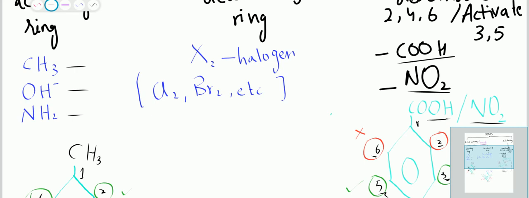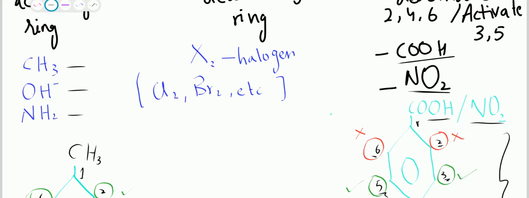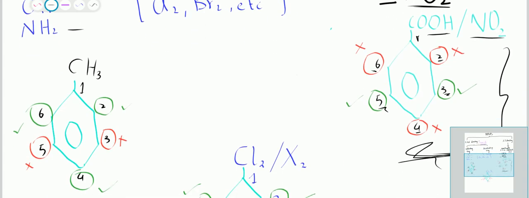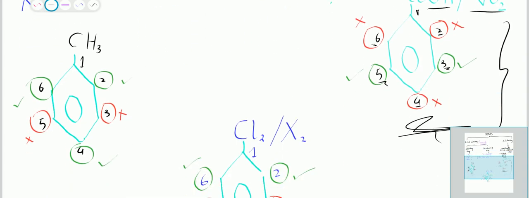Now let's see the 2, 4, 6 directing activating ring groups. Here I have the example of methyl. If we have methyl on position number 1, then position number 2, 4, and 6 for incoming groups are going to be open, and 3 and 5 are going to be deactivated.